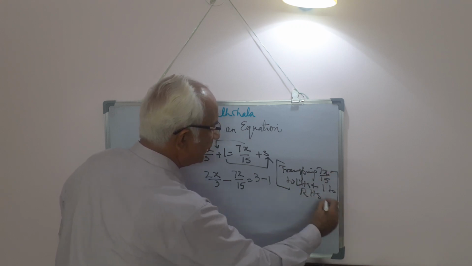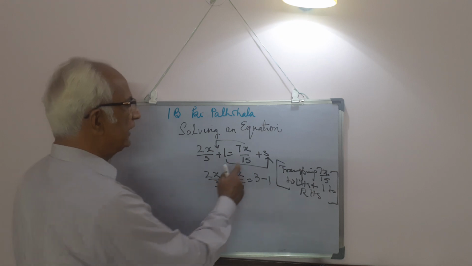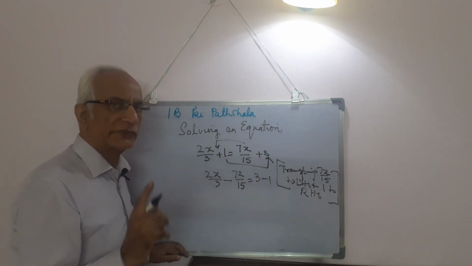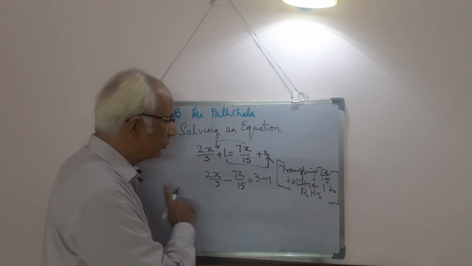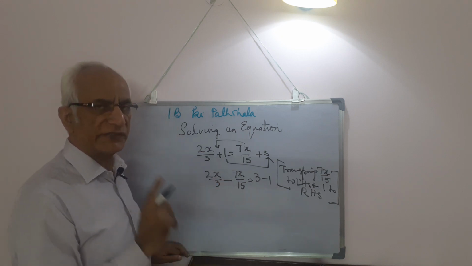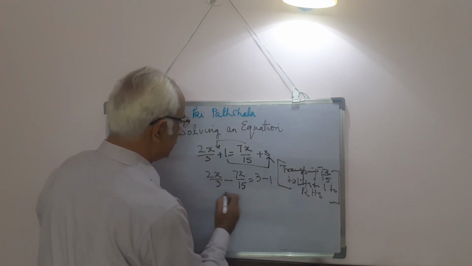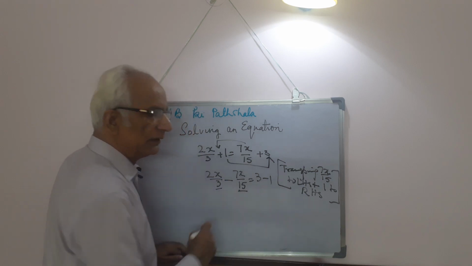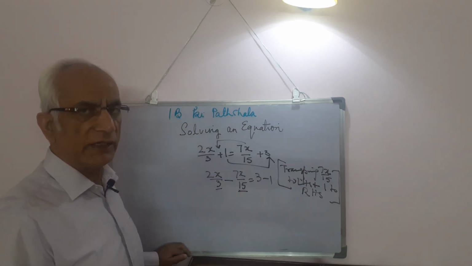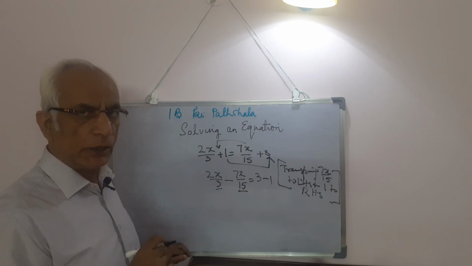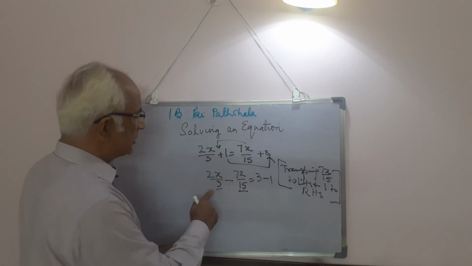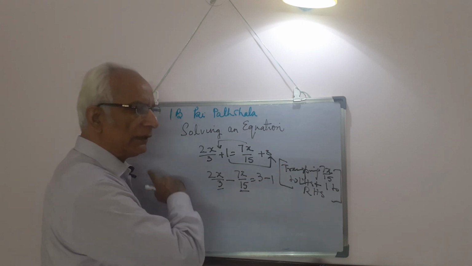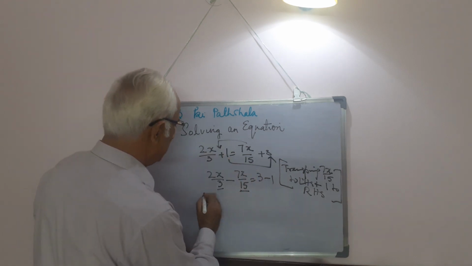So this we are mentioning, what we have done. We have shifted this to the left hand side and this to the right hand side. Now you have two options. Either you can remove the denominator by multiplying both sides by the same number. Here the denominator is 3 and here the denominator is 15. The LCM of both 3 and 15 is 15. That is the lowest common multiple which can be fully divided by 3 and by 15. So we multiply both sides by 15.